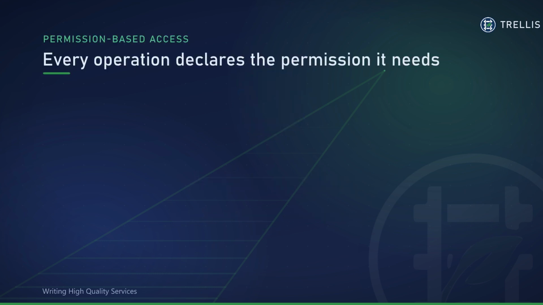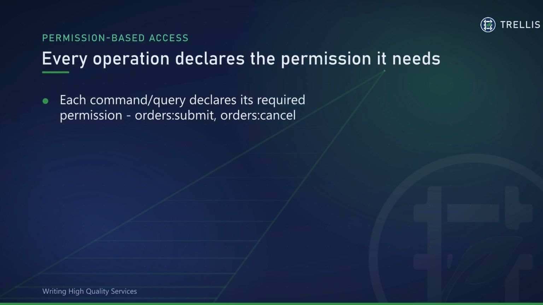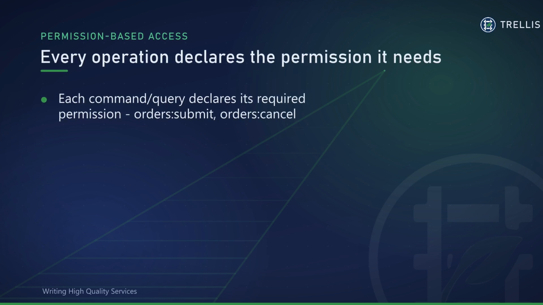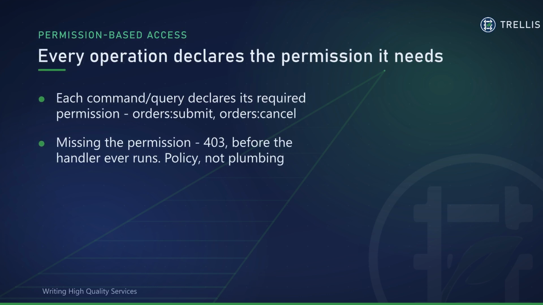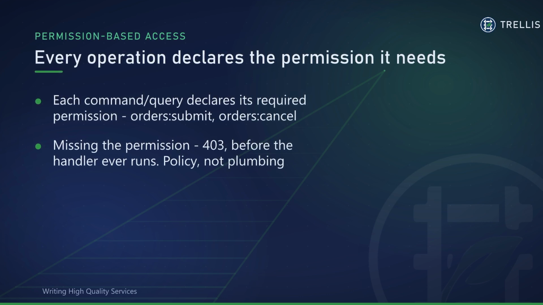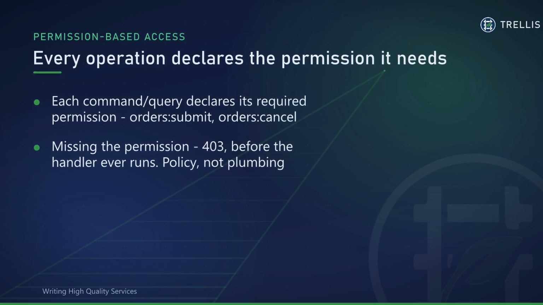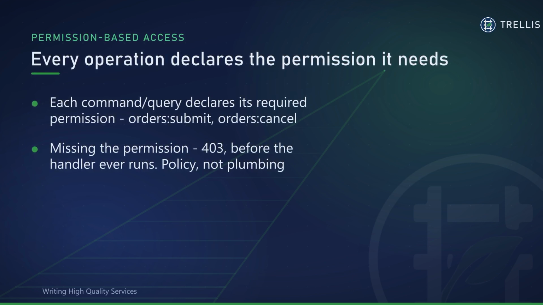The first layer is role-based access control, and it's the coarse gate. Every operation declares the permission it requires. Submit needs orders:submit. Cancel needs orders:cancel. If the actor's granted permissions don't include it, the request is rejected with 403 Forbidden before your handler runs a single line. That's the key move. The permission requirement is declared on the operation, and a pipeline enforces it. It is not an if statement buried in the handler that someone can forget.